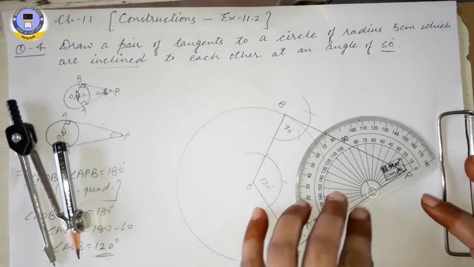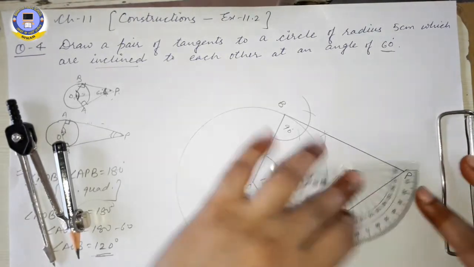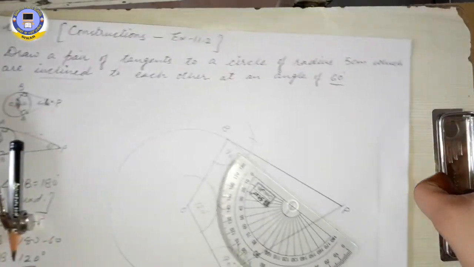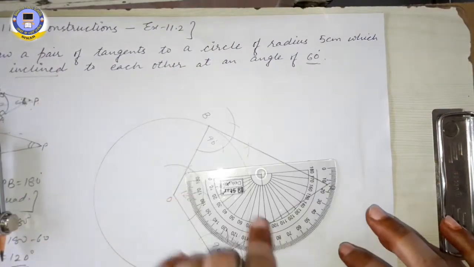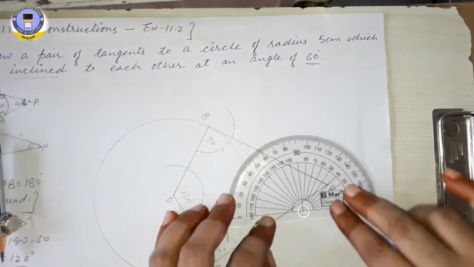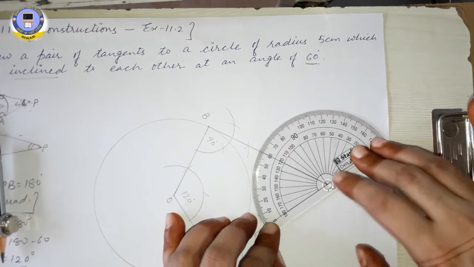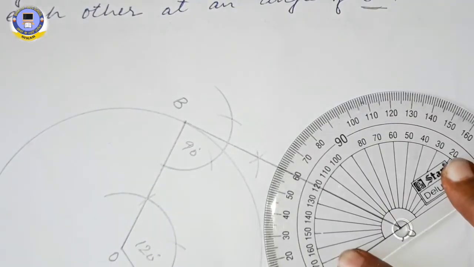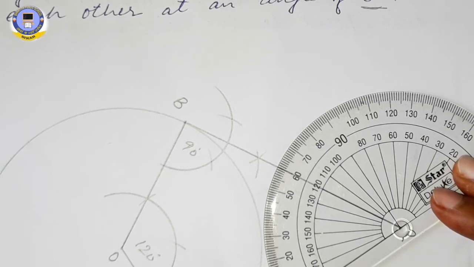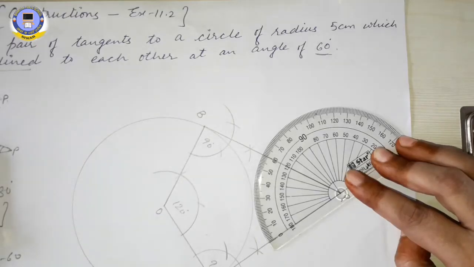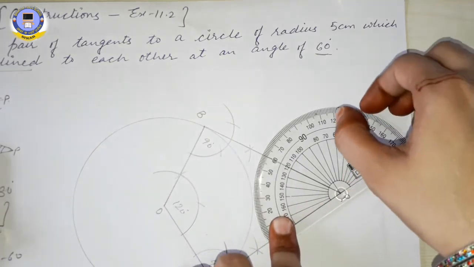So let us check it by measurement. Wait a minute. We'll check it by measurement. It must be approximately equal to 60 degree. Wow, it is exactly equal to 60 degree. Look, it's exactly equal to 60 degree. It means we are right in doing so. It means our construction is absolutely correct.